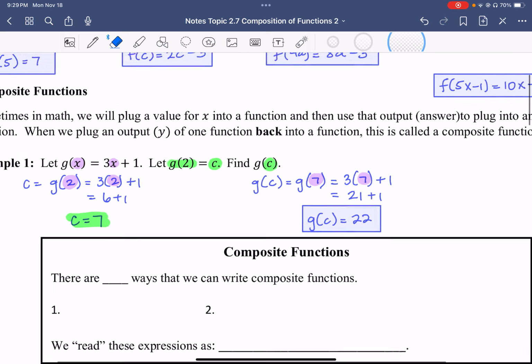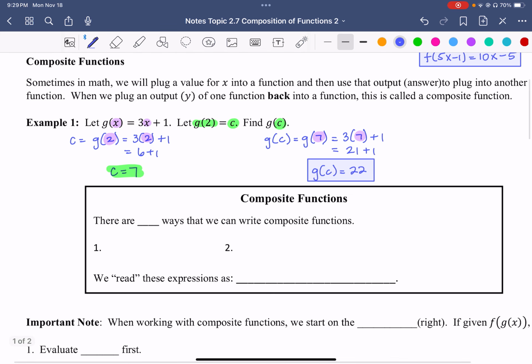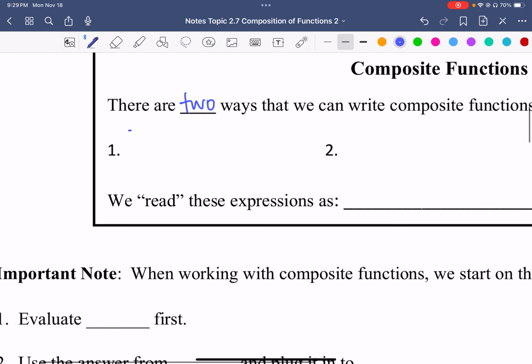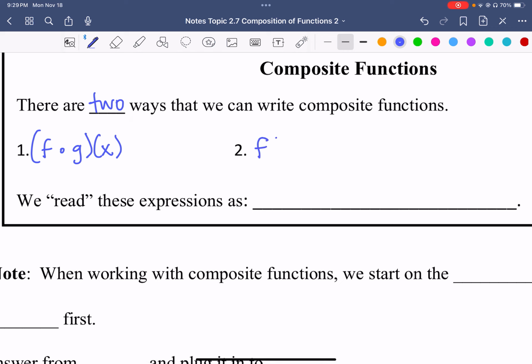Okay, so composite functions, there are two ways that we can write composite functions. The first one looks like it says fog, but it is a really small circle that just is a symbol for composition. So it could look like that, or it could be with all parentheses. Both of these expressions are read as f of g of x. So please, when you're reading this out loud, do not say f parentheses, g parentheses, x parentheses, parentheses. No, it is just f of g of x.